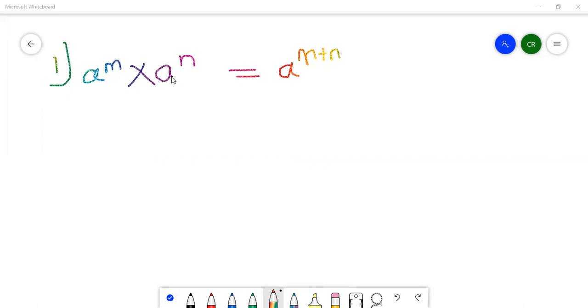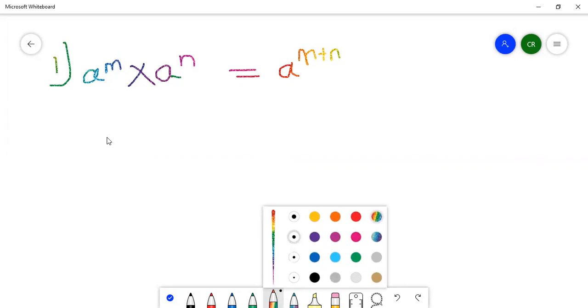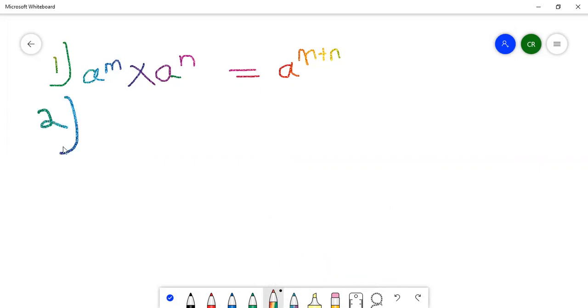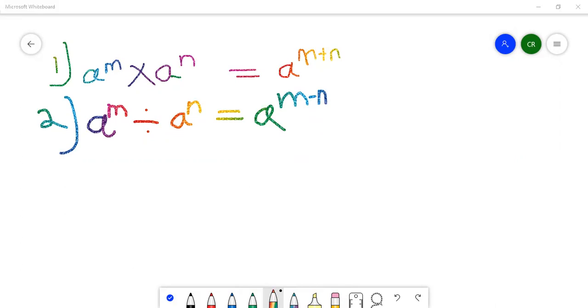Now moving ahead with the second law. The second law was that a to the power m divided by a to the power n is equal to a to the power m minus n. If you have not written the laws in the previous class, you can just note it down, because here just a revision is happening.